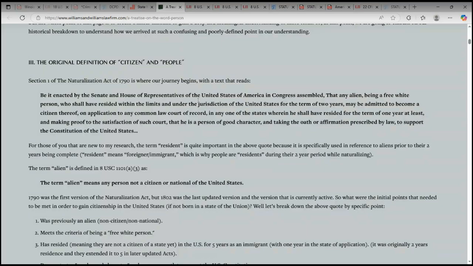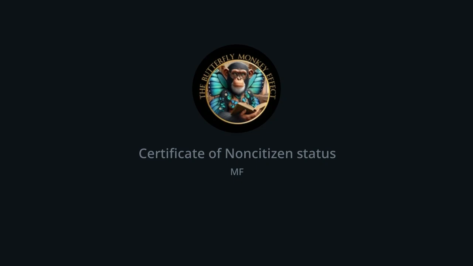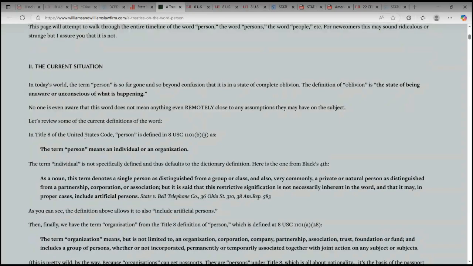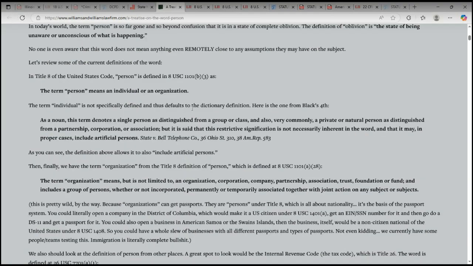He commingles definitions from Title 8 for the word person, right? Because it also means an organization under Title 8. And he uses that definition and takes it to Title 22 and now says that because a person is an organization, that means that an organization or corporation could get a passport. 100% commingled definitions. 100%. Right here, in Title 8 of the code, person is defined as: a person means individual, organization. The term individual is not specifically defined and thus defaults to a dictionary definition.